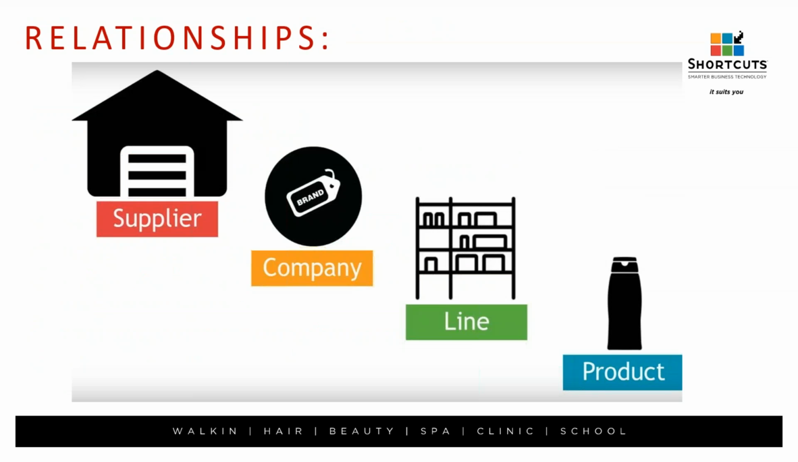So the first thing everybody should understand, whether you've been using Shortcuts for years or you're new to the system, is how Shortcuts organizes all of your inventory. And this goes for both retail and professional. At the very, very top, the first level, the first thing Shortcuts wants to know is, from which supplier do you receive this certain product or this certain company?